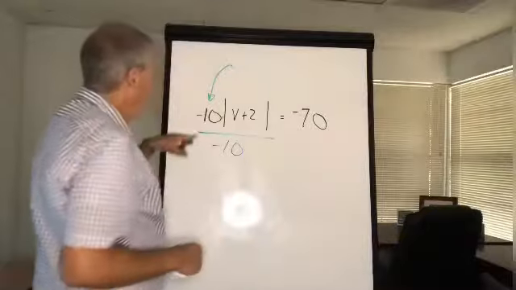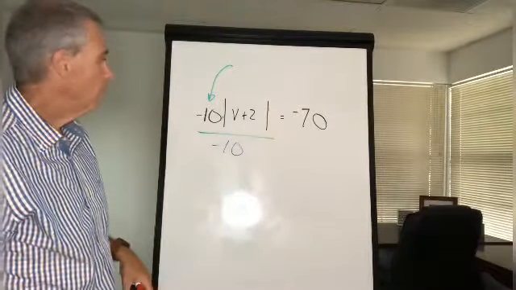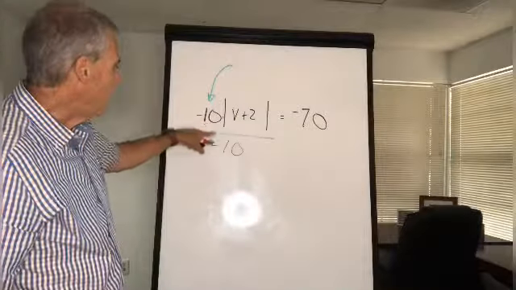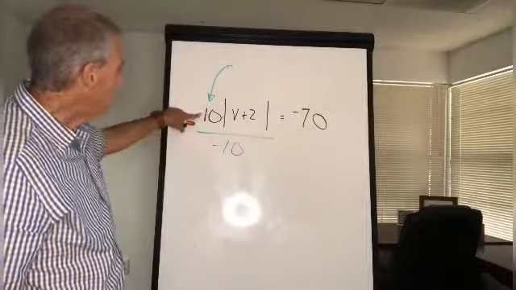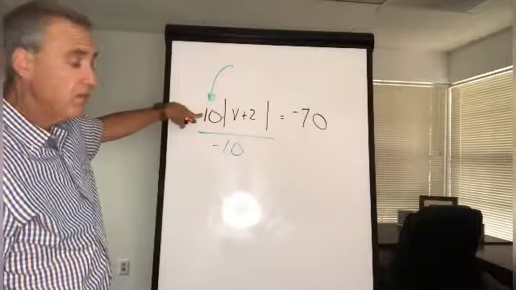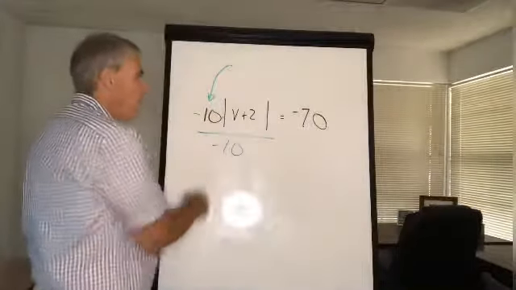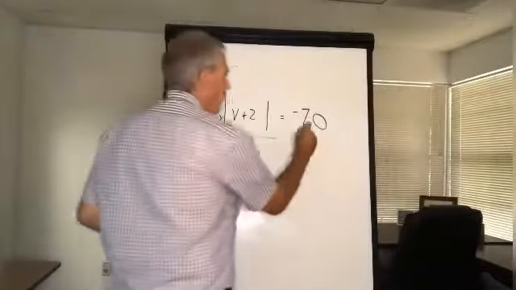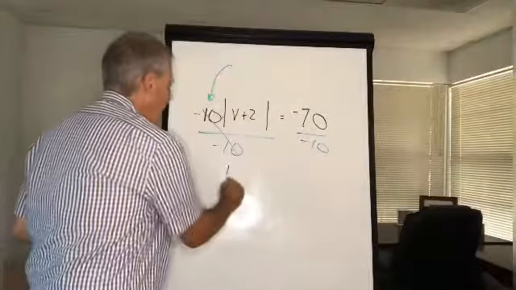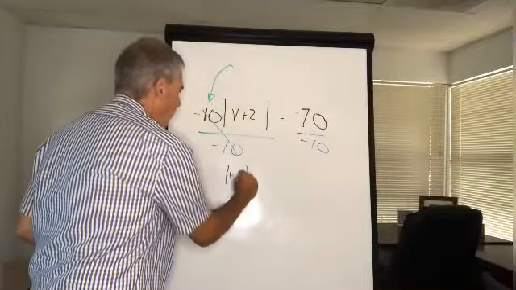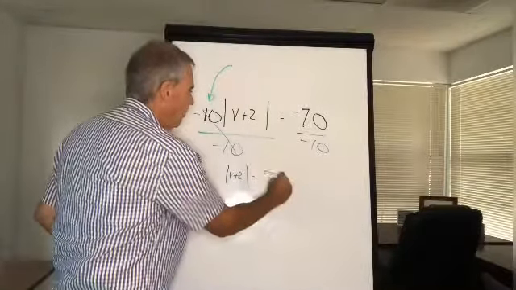but negative. A negative divided by a negative will make it a positive. We want that. We not only want the 10s to go away, we want the negatives to go away. If this was a positive 10, which it's not, then we would be dividing by positive 10. But it's negative 10, so we have to divide both sides by negative 10. These are going to go away. The absolute value of v plus 2, negative 70 divided by negative 10 is a positive 7.